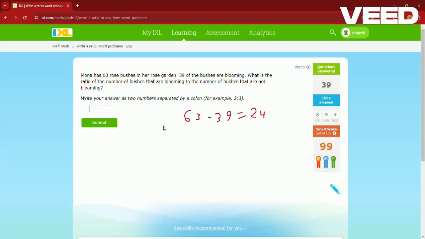So what I've done here is figure out the ones that are not blooming by doing 63 minus 39. That would equal to 24. So I'm going to say that is, since it's asking for the ratio of the number of bushes that are blooming to the number of bushes that are not blooming, it's going to be 39 to 24. So we're going to check if it's correct or erroneous.